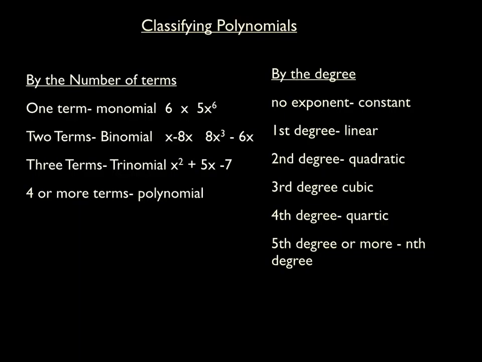Classifying polynomials by the number of terms: one term, monomial; two terms, binomial; three terms, trinomial; four or more terms, polynomial. By the degree: no exponent, constant. First degree, linear. Second degree, quadratic. Third degree, cubic. Fourth degree, quartic. And fifth degree or more is called by the number and then the degree.